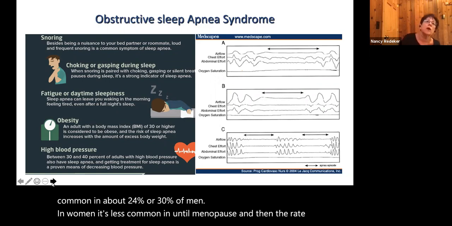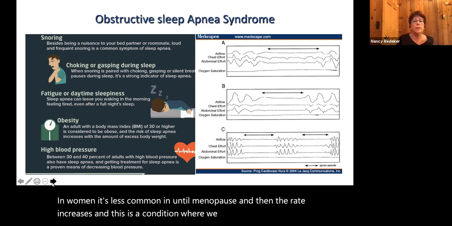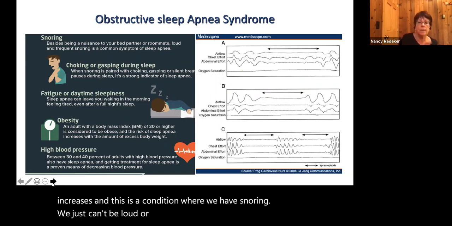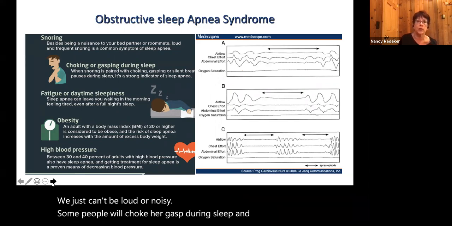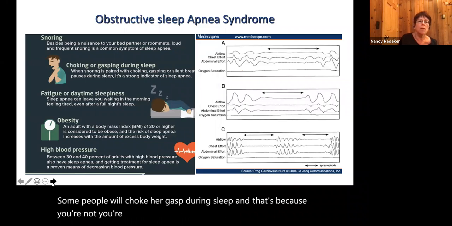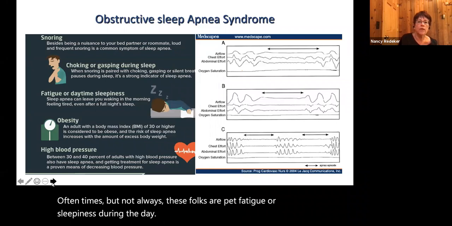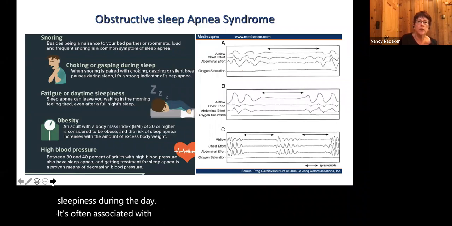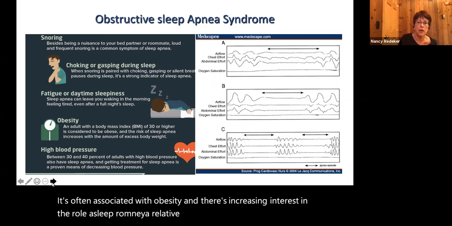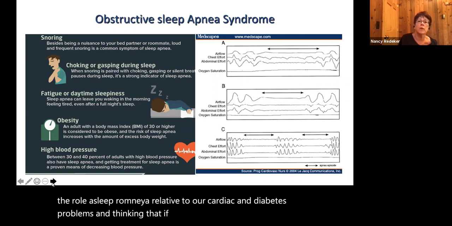And this is a condition where we have snoring, which can be loud or noisy, some people will choke or gasp during sleep, and that's because you stop breathing. Oftentimes, but not always, these folks have fatigue or sleepiness during the day. It's often associated with obesity, and there's increasing interest in the role of sleep apnea relative to our cardiac and diabetes problems, and thinking that if we treat it, we might improve some of those outcomes.